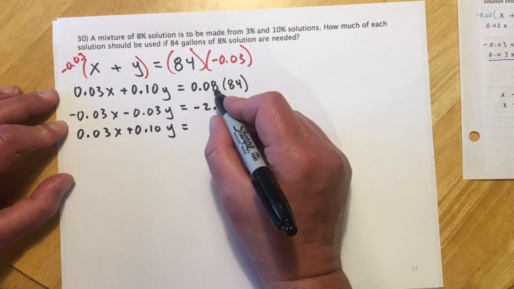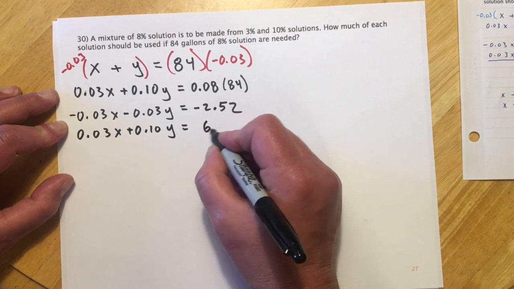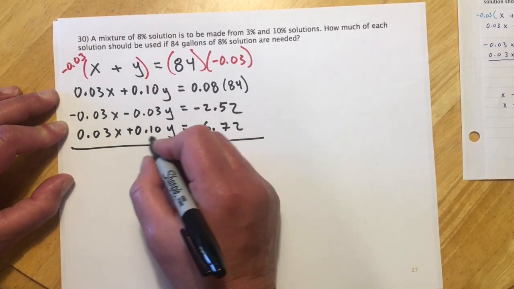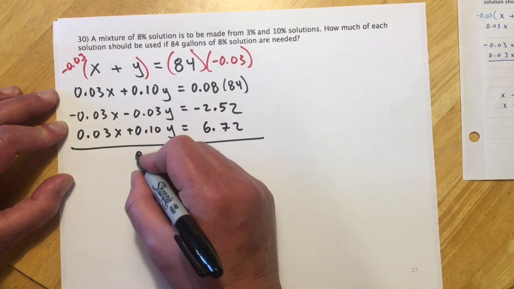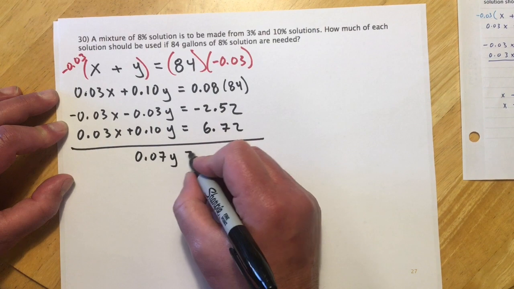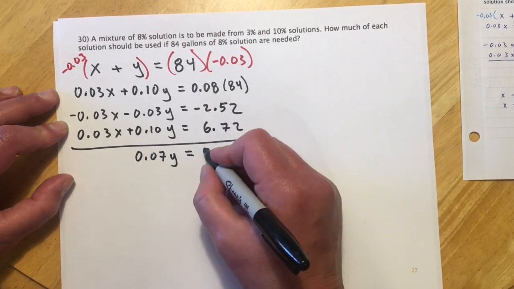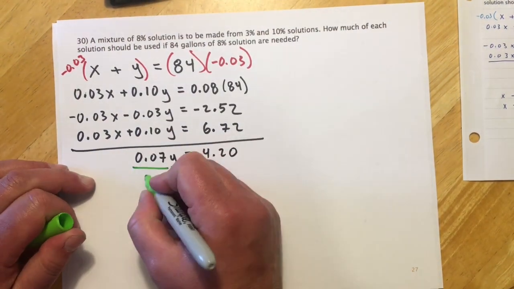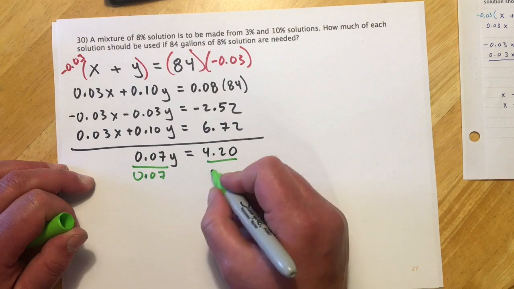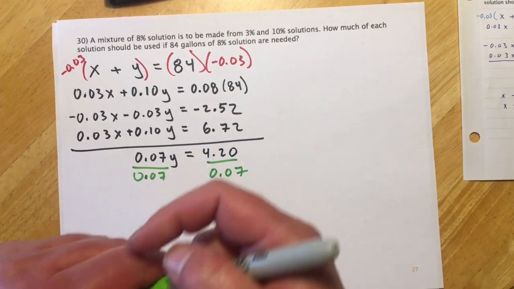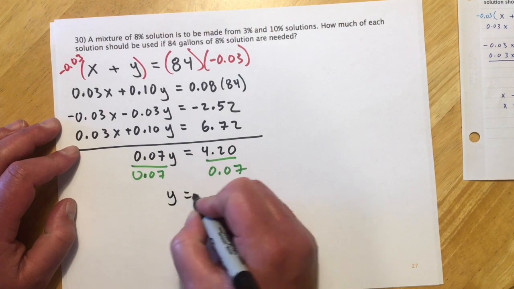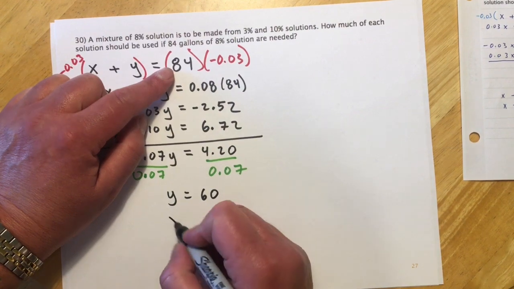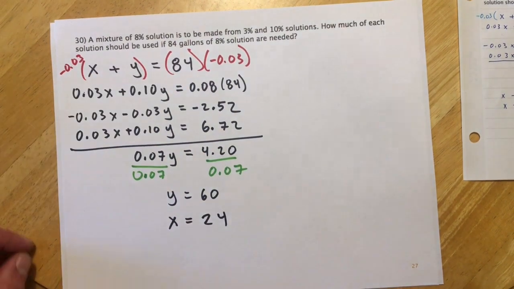And then 84 times this is going to be 6.72. So then I'll add these two together. X's drop out as planned. 0.10 minus 0.03 would be 0.07y. And that equals the difference of those, which is 4.20. And then we can divide over the 0.07. And we get y equals 60. And since we're making 84 gallons of this, if I go 84 minus 60, then that leaves 24 for x.